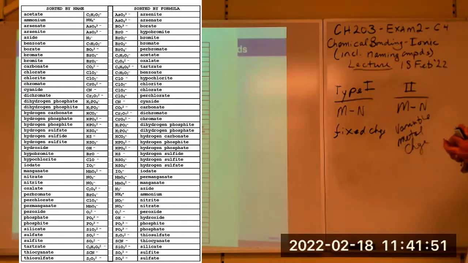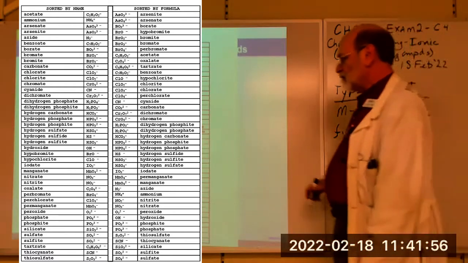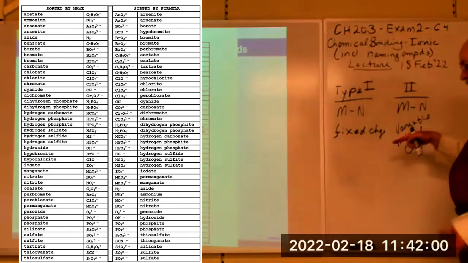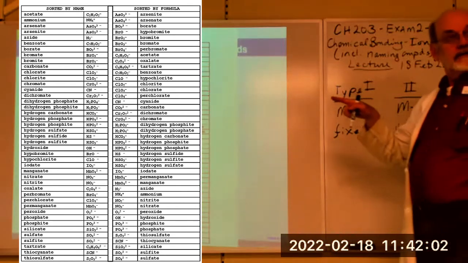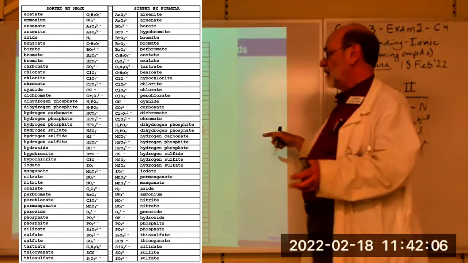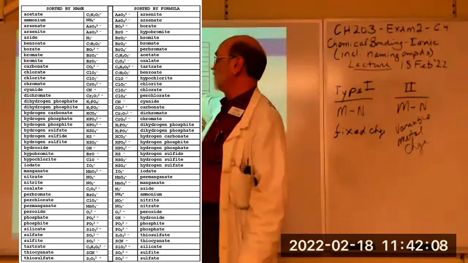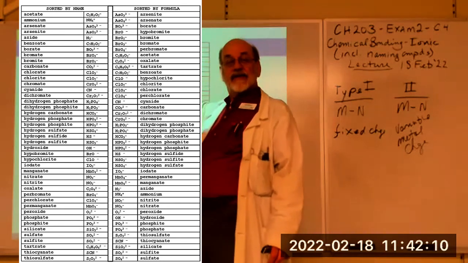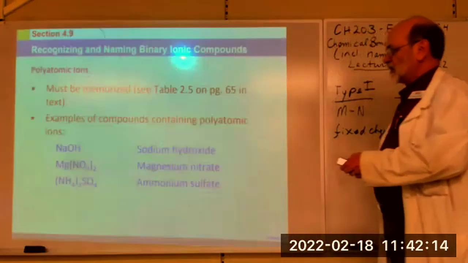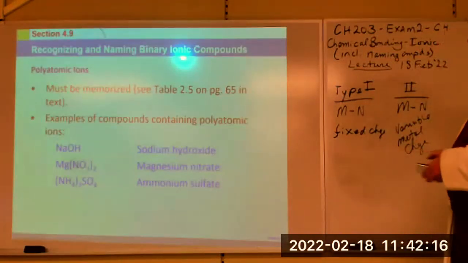Okay, so what do you do with the polyatomics? Well, notice that all of them except one are negatives. So they will fit into the nonmetal side of your binary compound. There's only one of them that's a positive, ammonium. That goes into the cation side. So we've got some examples to work with here.